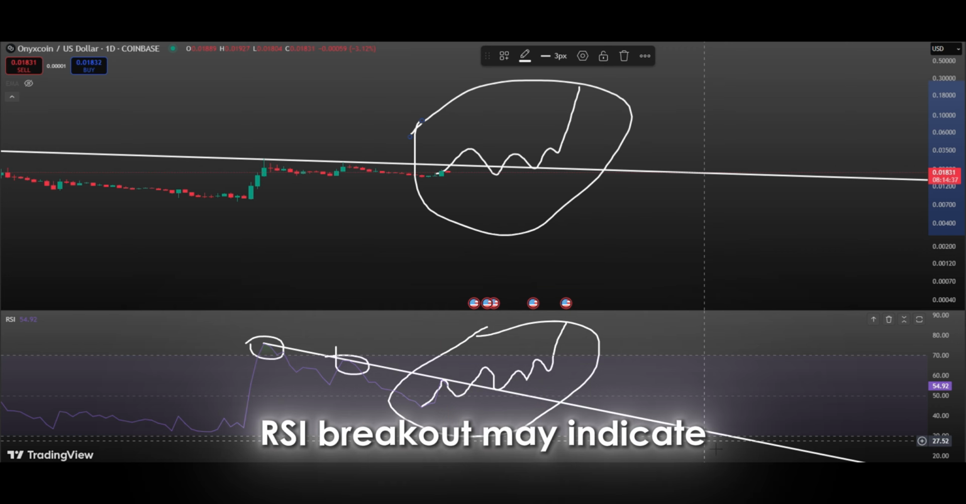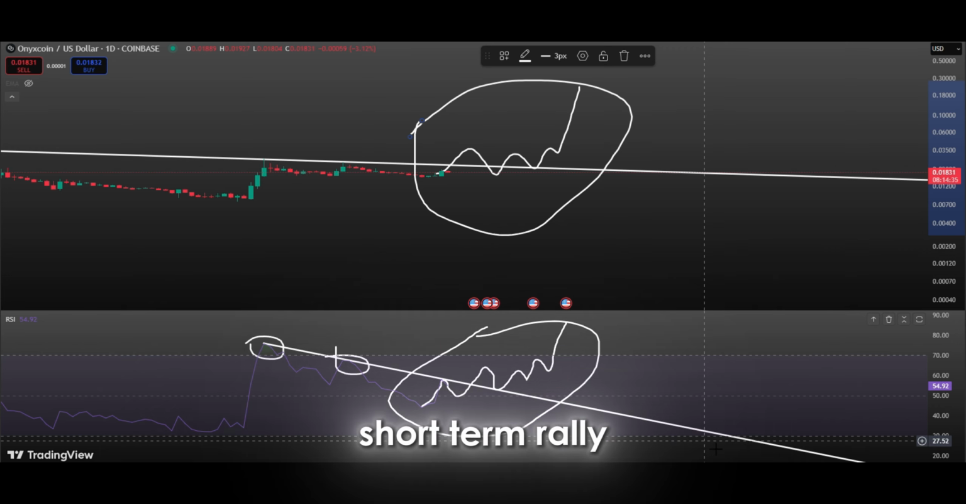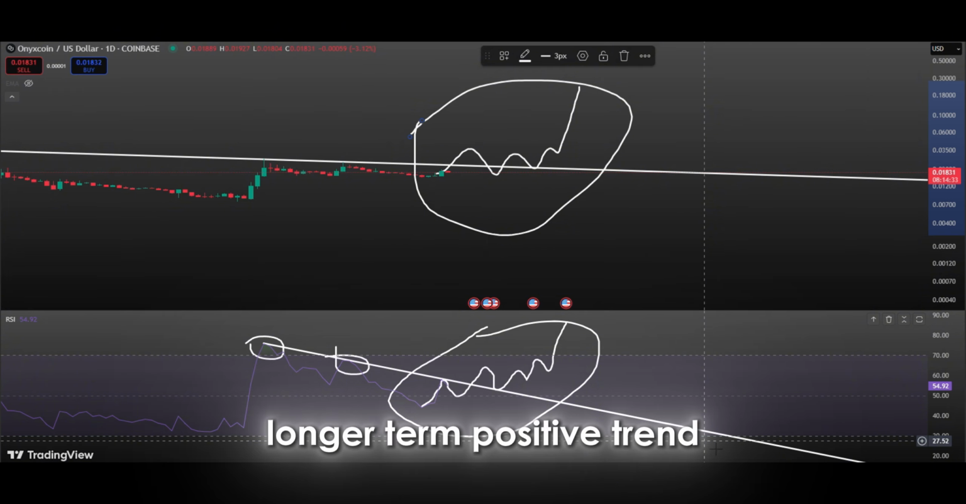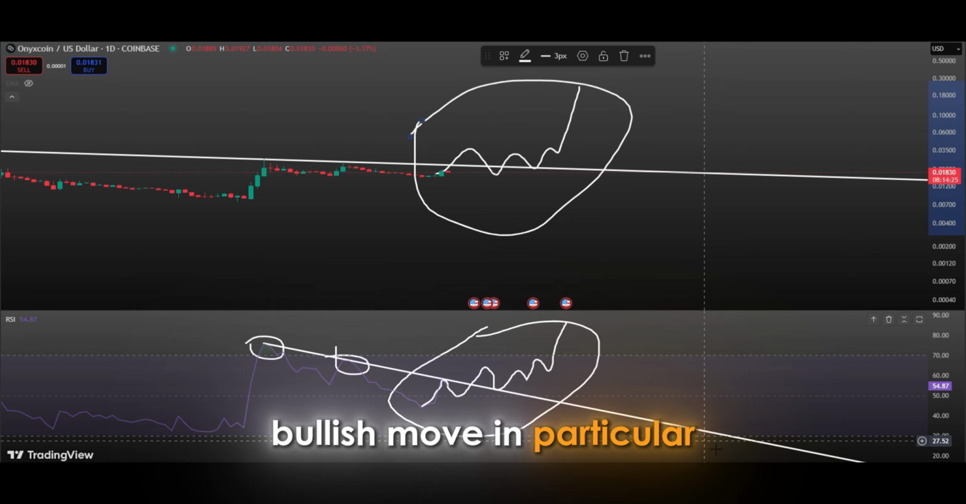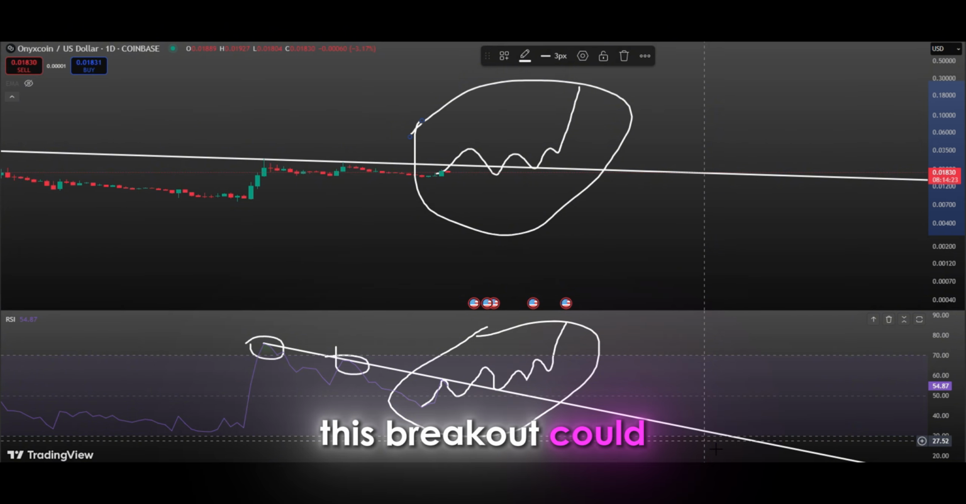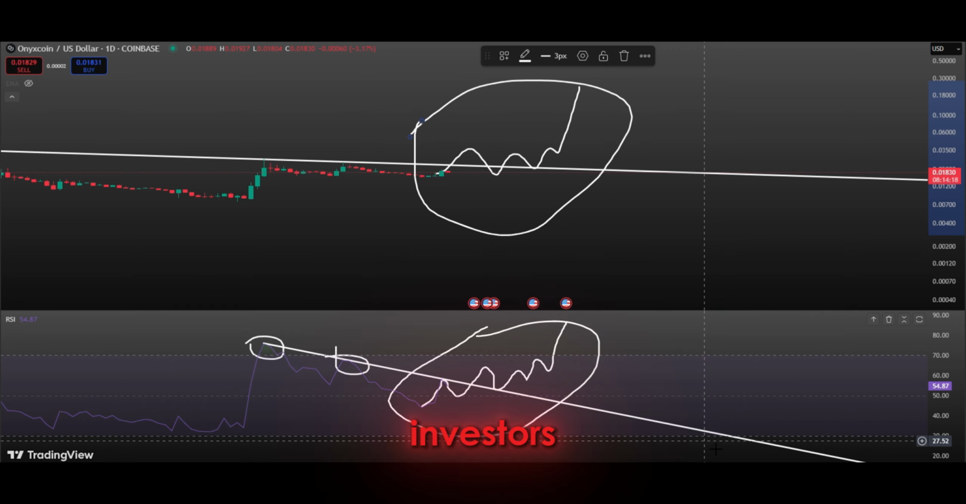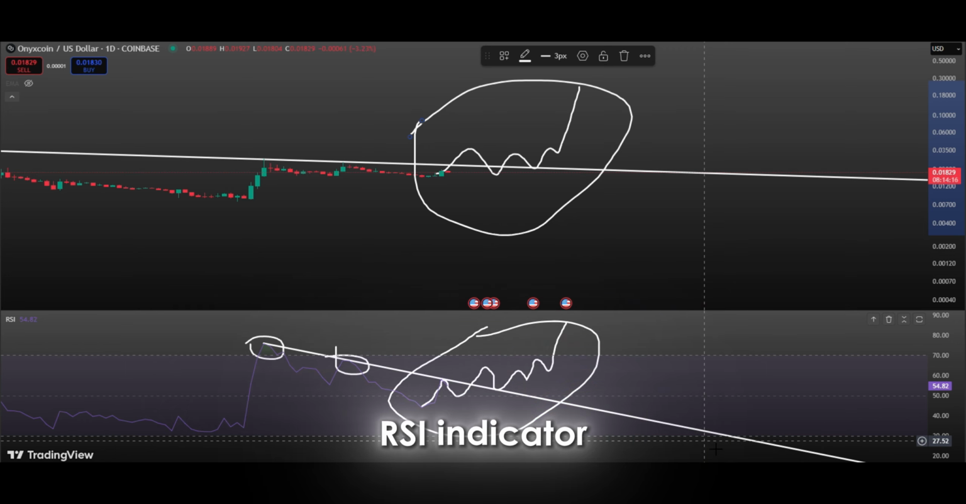This kind of RSI breakout may indicate not just a short-term rally, but also the beginning of a longer-term positive trend. If a rising RSI aligns with a breakout in the price's own downtrend, it could signal the start of a much stronger bullish move. In particular, this breakout could mark the reversal of previously weak momentum in the market, presenting a highly attractive opportunity for investors. We should wait and monitor the RSI indicator.